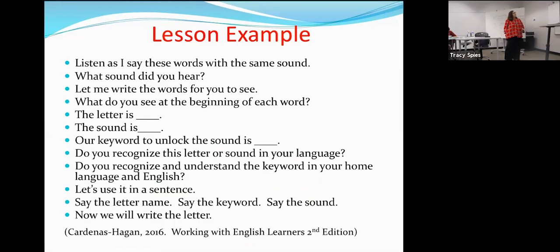All right. So what I did different here is I had the key word. I had them use it. I asked them if they recognized the letter and sound in their language. Was there any connection to be made? All right? So if you look under the phonics section, I do something else that's extra in the phonics section for this letter J.